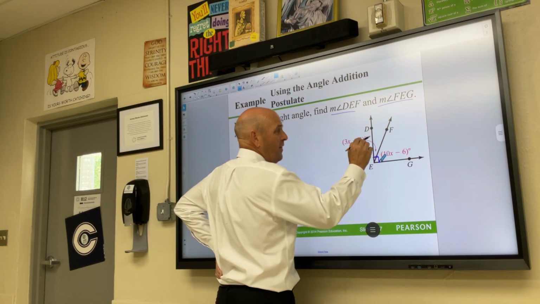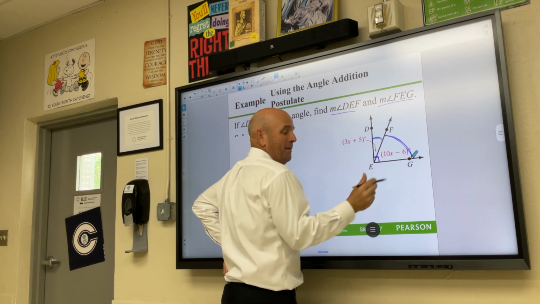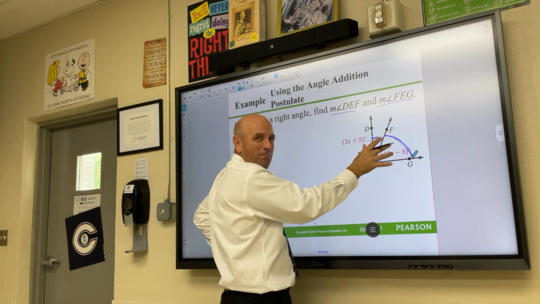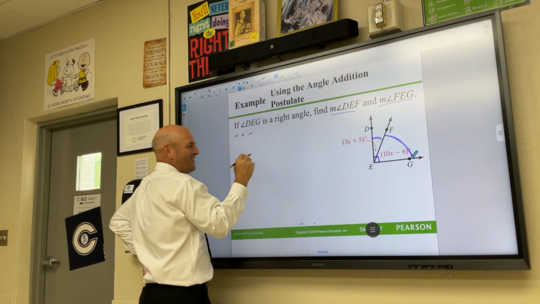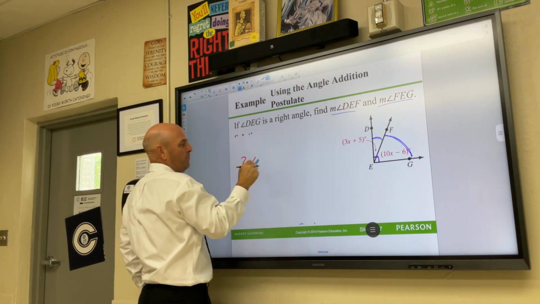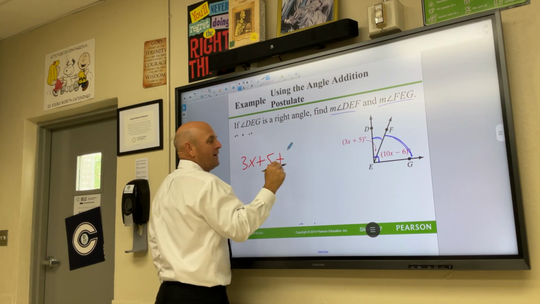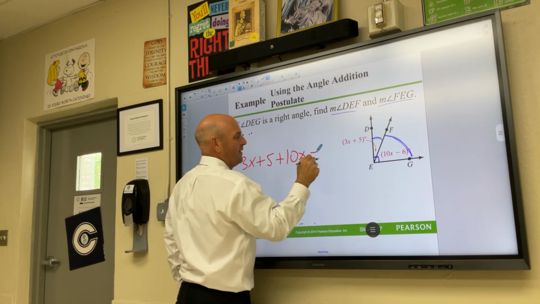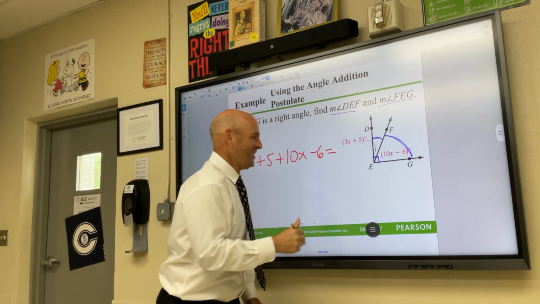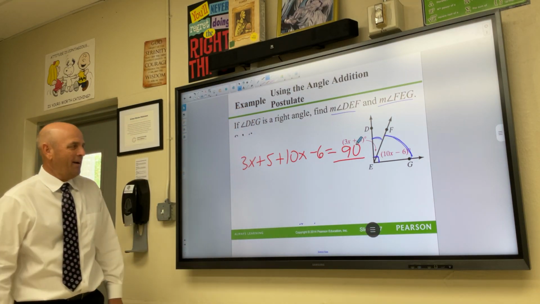Which means the sum of the smaller angle plus the bigger one, the sum of the mid-size, is going to equal mama bear, right? Or baby bear, mama bear equals papa bear. So, here we go. Are you ready? We're going to go 3x plus 5 plus 10x minus 6 equals 90. Perfect timing. And then we clean that up and solve for x.